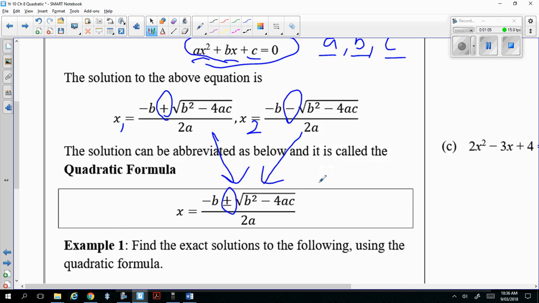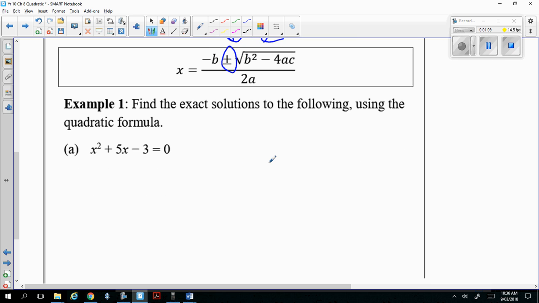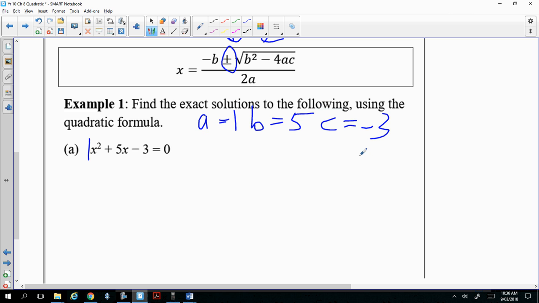Let's use this formula to solve example 1. Okay, so we're going to write the value of a, the value of b, the value of c. The value of a is 1 if there's no number in front of x squared. The value of b is 5. The value of c is -3. Any question? So your first step is to just write down the formula.